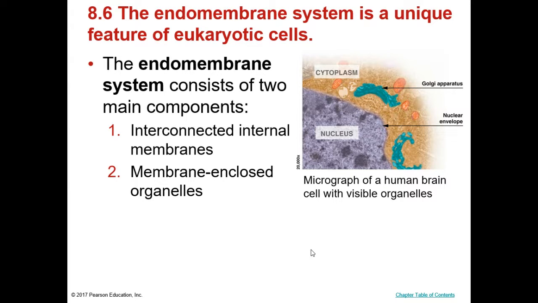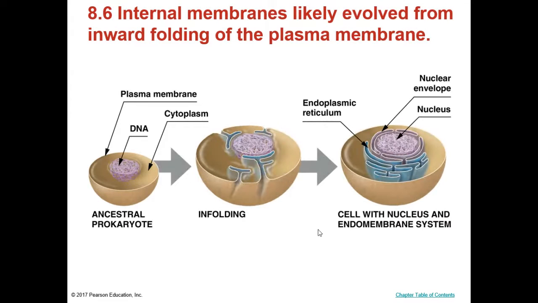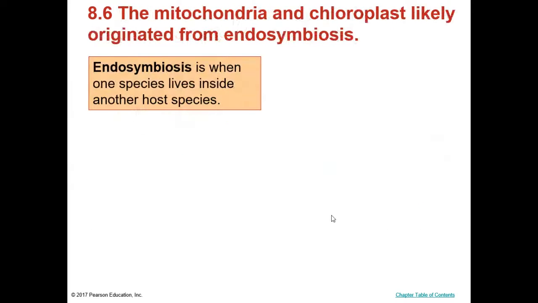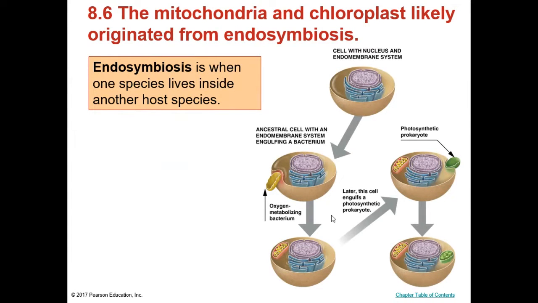Now, I'm not going to spend a lot of time on eukaryotic membranes because I've already talked about them. Let me just mention a few things here about eukaryotic cells. Something very important for me to mention is the fact that eukaryotes originated because of something called endosymbiosis. This was an event that happened billions of years ago.